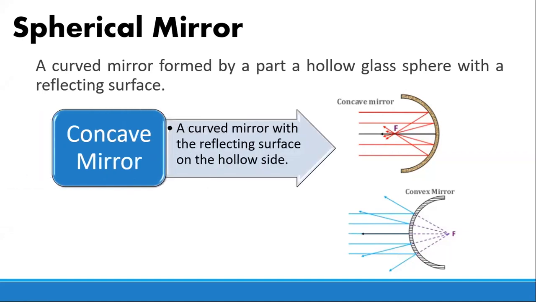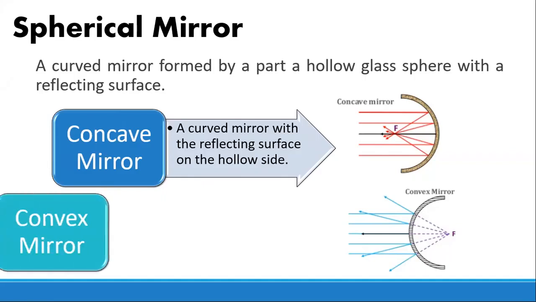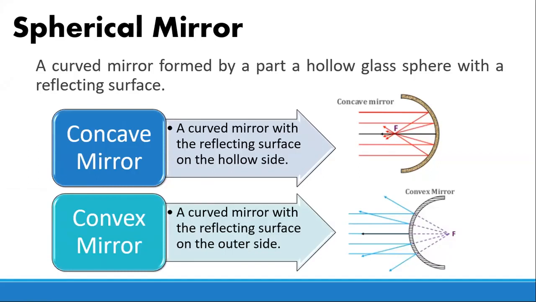We have a concave mirror, which is a curved mirror with the reflecting surface on the hollow side. On the other hand, the other type of spherical mirror is the convex mirror, a curved mirror with a reflecting surface on the outer side.